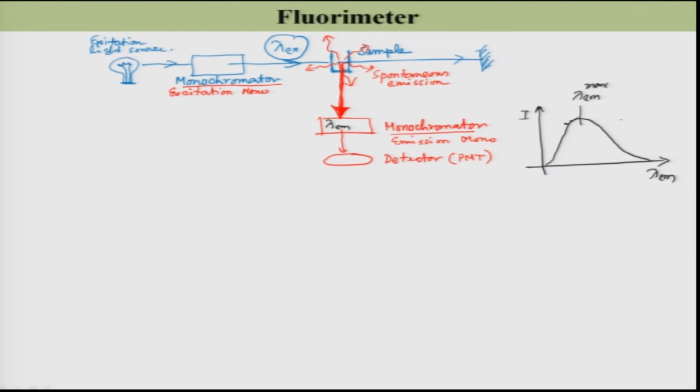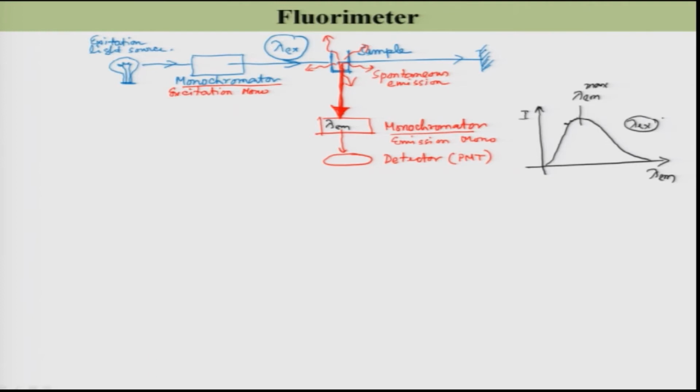For that wavelength of excitation, lambda excitation, this is my emission spectra and this is my emission maxima. And as per Kasha's rule, this emission spectra will not depend on the lambda excitation wavelength. Even if you change the lambda excitation a little bit here and there, the emission spectra will remain as it is. So, this is a very simple instrumentation for my fluorimeter.